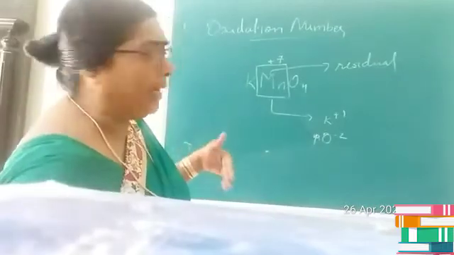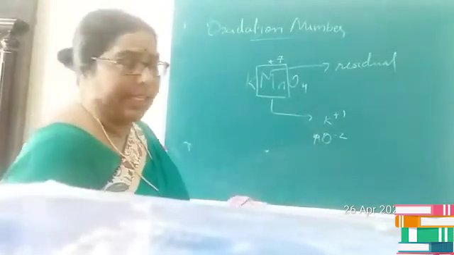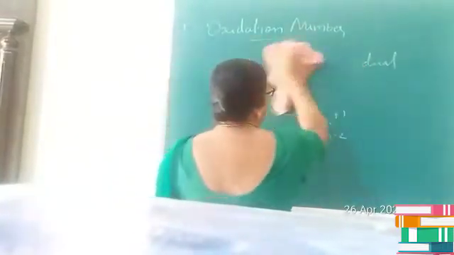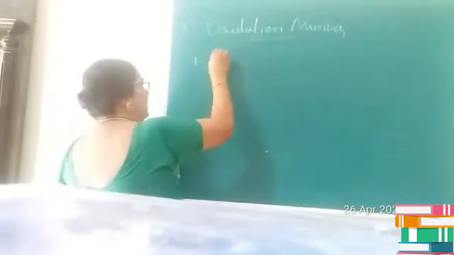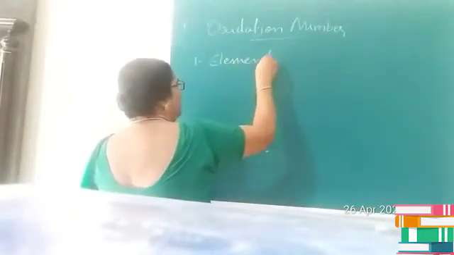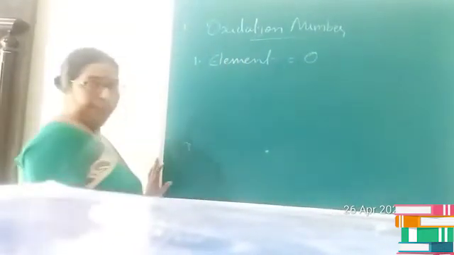Now, before going to find out how to calculate the oxidation number, let us pass through certain points. First point, we can say that in the elemental state, the oxidation state of an element will always be equal to 0.